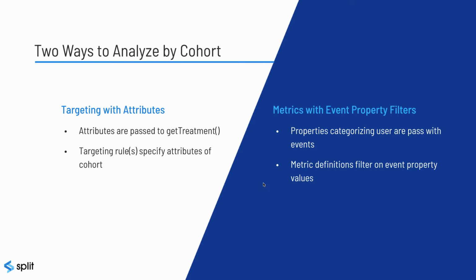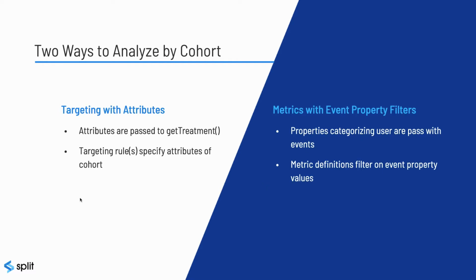The other way is to use metrics that have event property filters. In this case, the properties are passed in the event along with the user ID, and those properties would describe attributes of the user rather than attributes of the event itself. Like, is this user using iOS? Is this user using Android? Are they at a premium level in our loyalty program? Things like that. And then in the metric definition, you can define it so you only count events where the property, such as loyalty level, has a particular value or set of values.